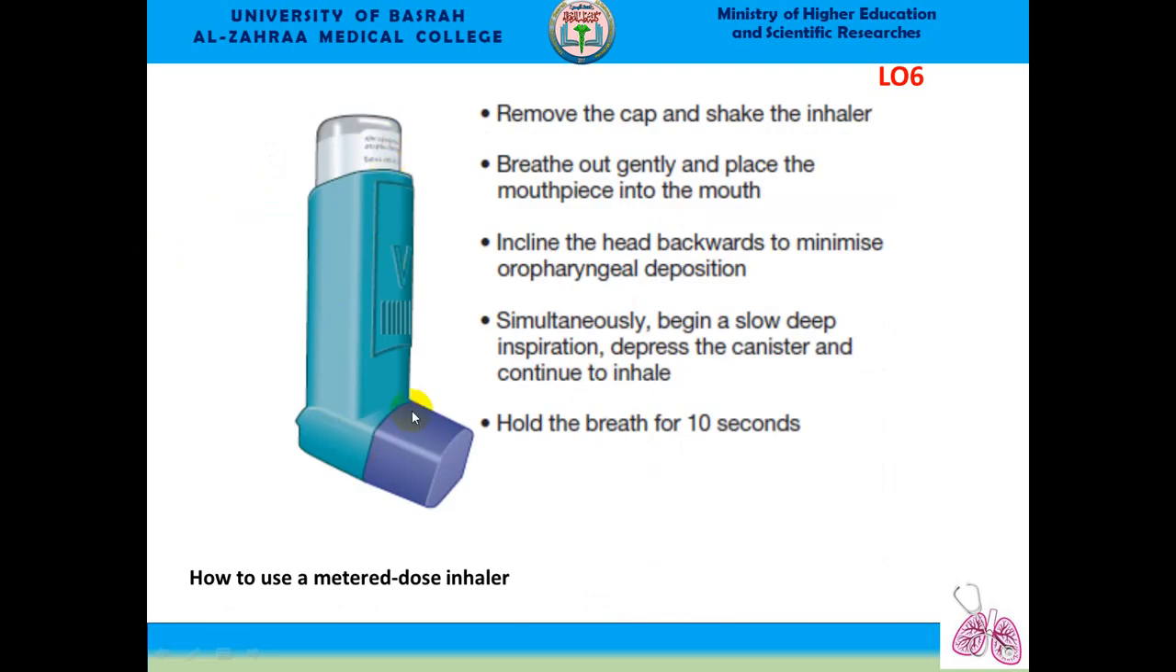This is the typical inhaler. And you should know how to use the inhaler because you are going to educate your patient on the use of inhaler. First of all, you should remove this part, which is the cap, and shake the inhaler well, so the substance inside this canister will be mixed. And then you ask the patient to breathe out gently and place this mouthpiece into the mouth, and then incline the head backwards to minimize the oropharyngeal deposition of the substance.